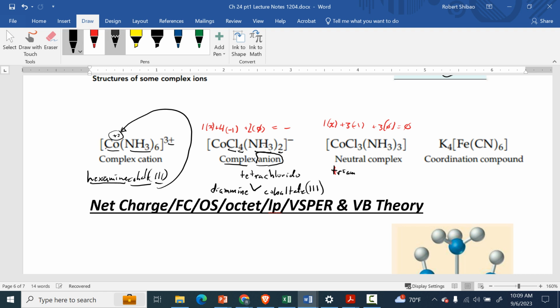It's just going to be a triamine. In this case, it's going to be a trichlorido. Cobalt or cobaltate? Cobalt. And do I need a space here between the cobalt and Roman numeral or no space? No space. Roman numeral 3. Since it's a neutral complex, that's the name of this whole thing. Triamine, trichlorido, cobalt(III).